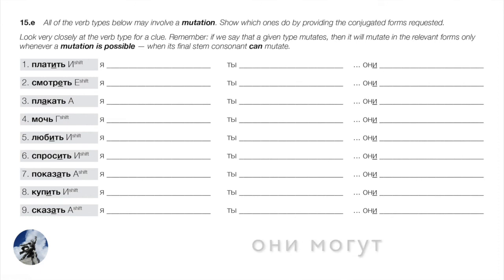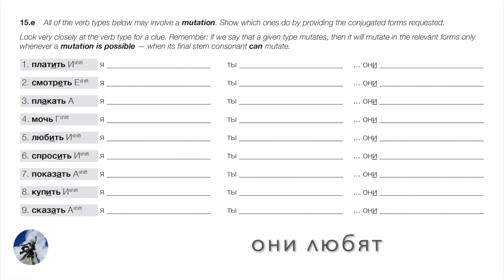So you see the outer forms showing the г, and then in that one inner form we're seeing the ж. Могу, можешь, могут. Number five, любить. That's an E verb. The final consonant is б, a labial, and we can tell just by pronouncing it. So the я form is going to mutate and we get люблю. Then in the remaining forms we're back to б: ты любишь. Note the shifting stress. Люблю, любишь, любят.